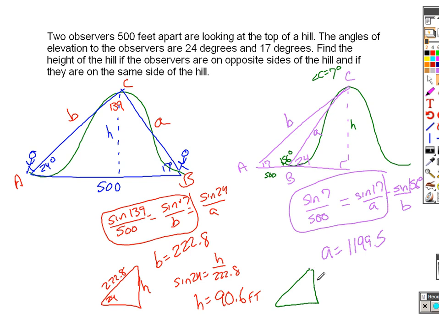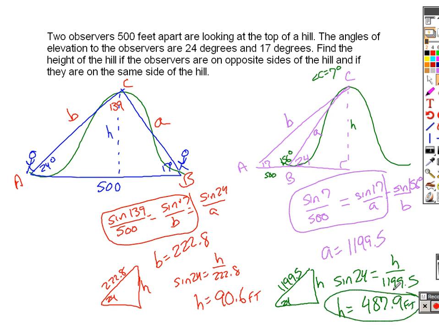I want to redraw that triangle, which I'll draw in green down here. It should look something like that. There's my height. I need to use the 24 degrees, and I need to use side A, 1199.5. Sine of 24 will equal H over 1199.5, which means that my height in the end should be 487.9 feet. So that's for on the same side, and then here in red will be on the opposite side.